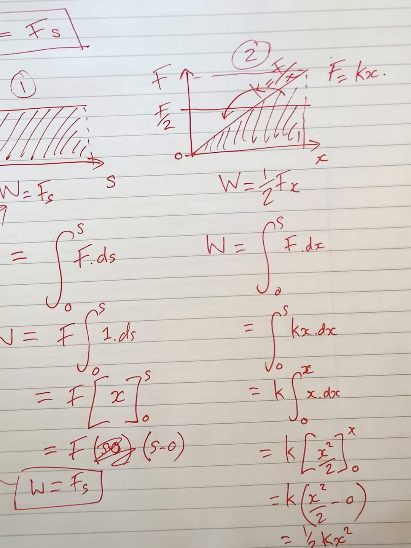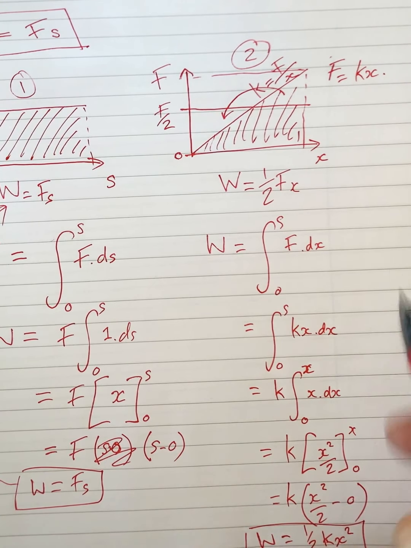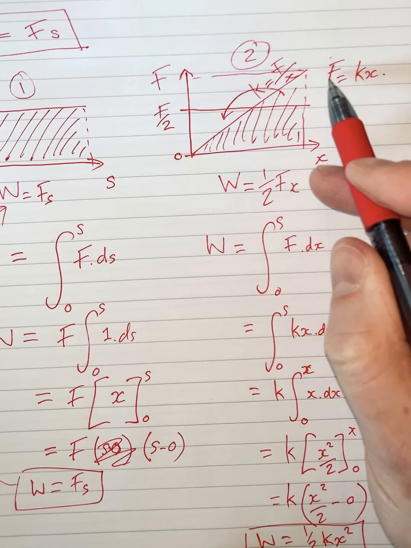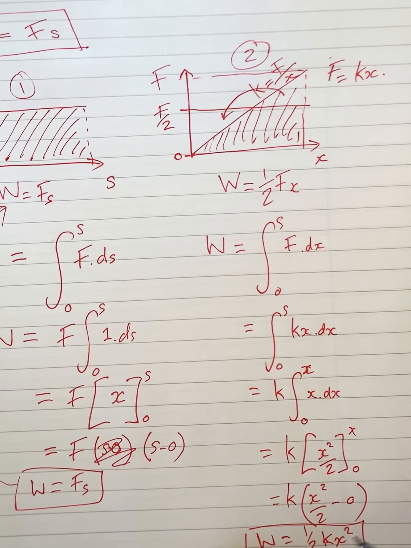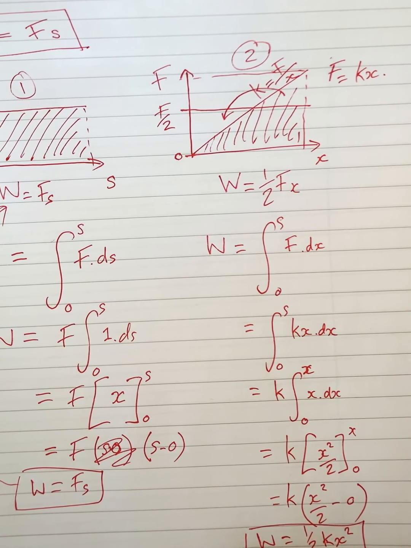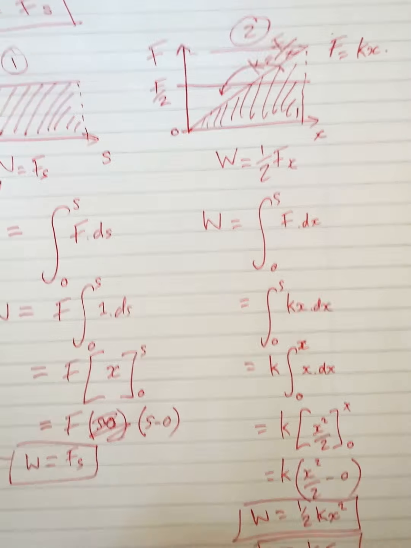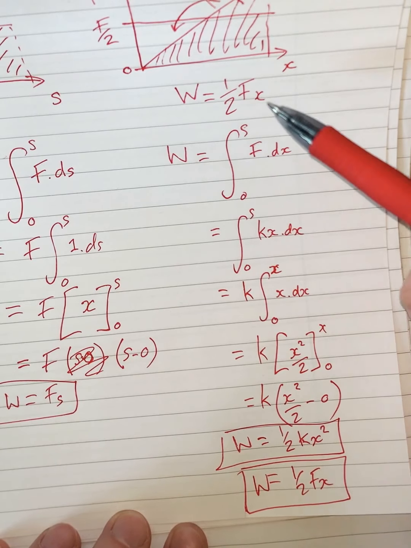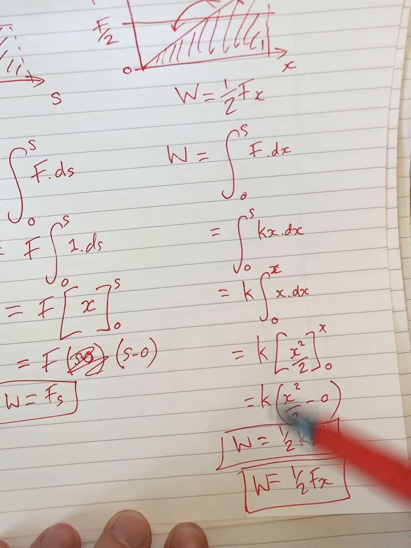Oh, yeah, sorry, I've put that in terms of k. However, obviously F is equal to kx, so really I could pull an F out of that and just get to half Fx. Okay. Right, so this is what we've really done.